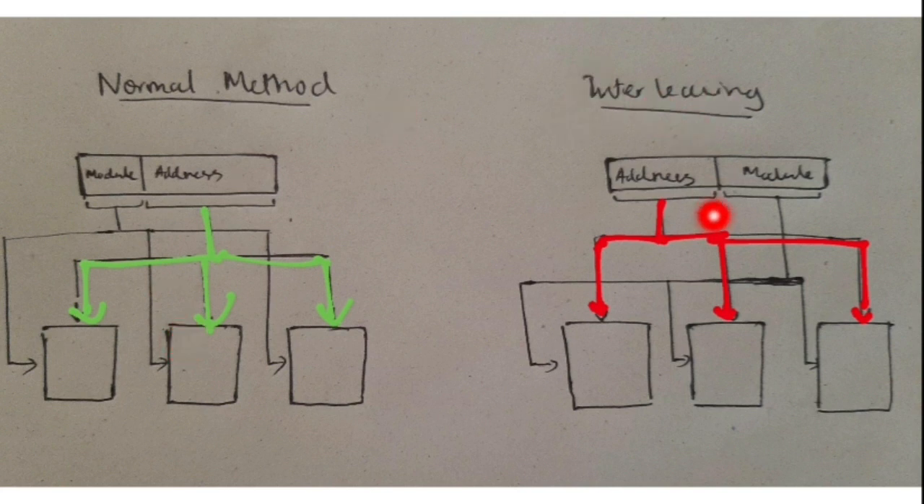In the interleaving method, it will search all at the same time, in parallel, and in whichever block the data is available, that data will be sent on this line, and the address will know that the data has been found, and it will stop the searching of other modules. So interleaving helps save a lot of time.